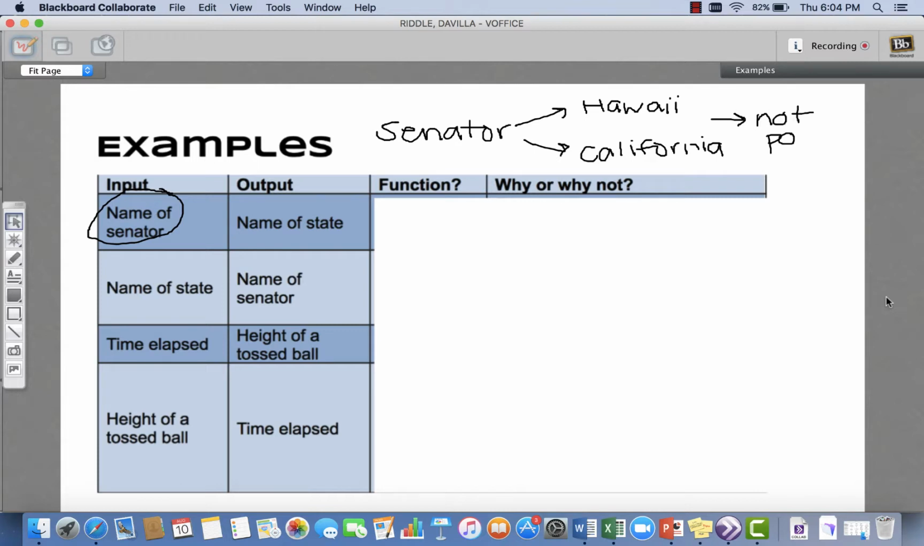So because it's not possible, it means that for every senator, I'm going to put it in a different color, there is only one state. So a senator can only have one state, right? Because the input value has only one output value, this actually would be a function, right? Because a senator can only be a senator for one state. So that would be our explanation here.